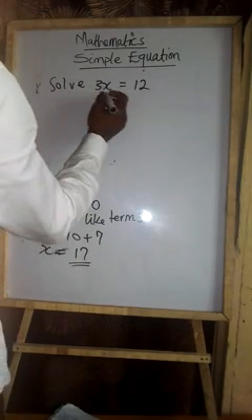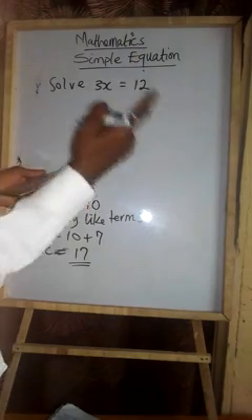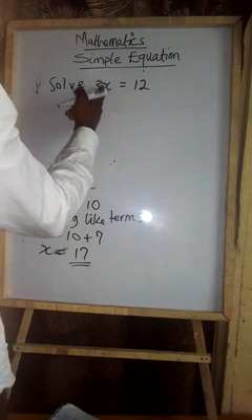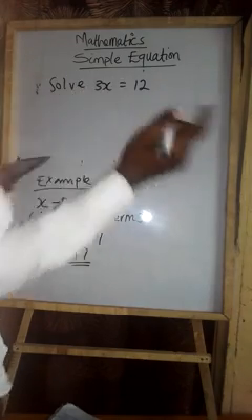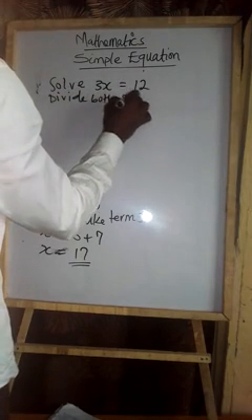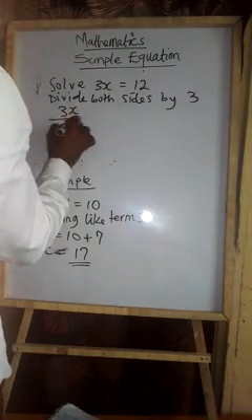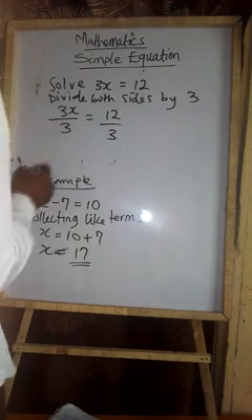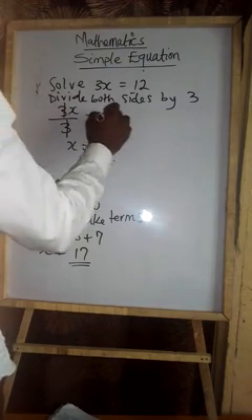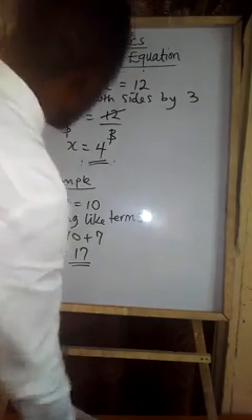You can divide both sides by 3, so that at the end of the day, what you will have left here will just be x. Or you make x the subject of the formula. So we're going to do it in two forms. If I divide both sides by 3, you now have something like this: 12 over 3. So 3 in 3, and 3 in 12, you have 4. So this is one part of solving this.